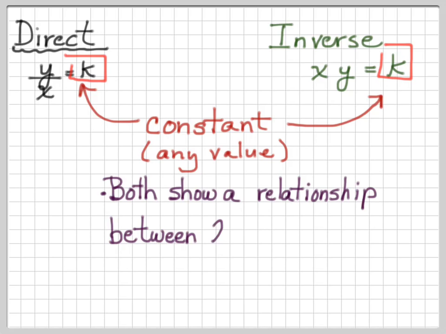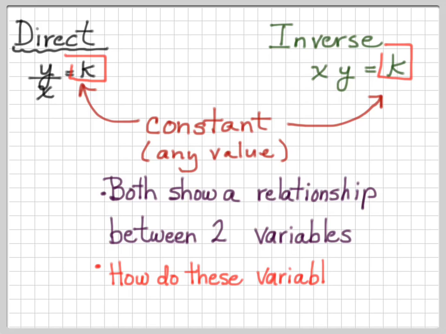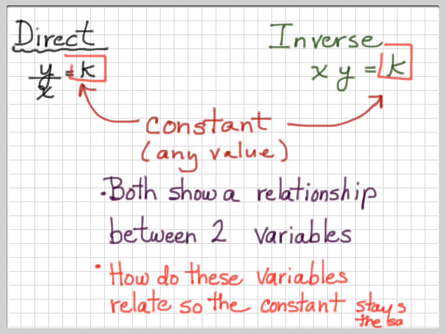Both of these equations show a relationship between two variables. Remember, mathematics is all about relationships and patterns. How do these variables relate so that the constant stays the same? That is the big question.